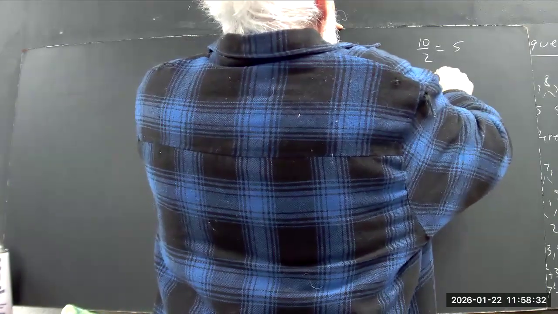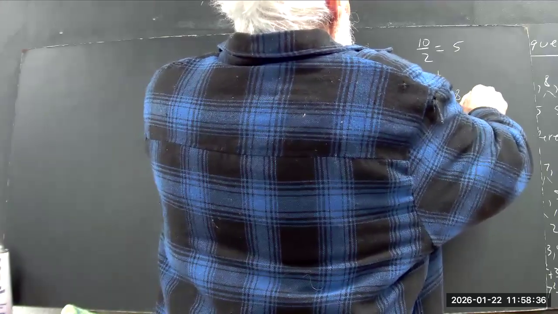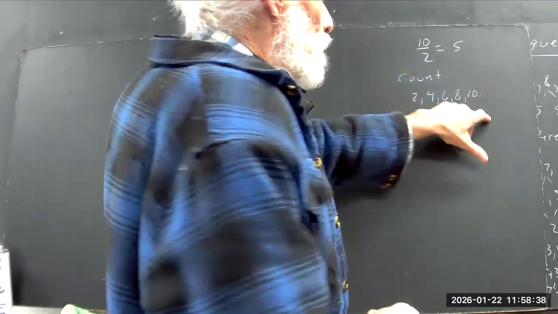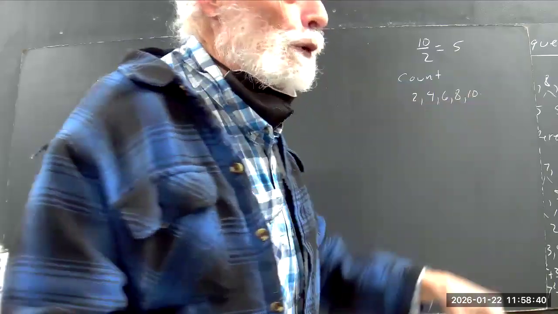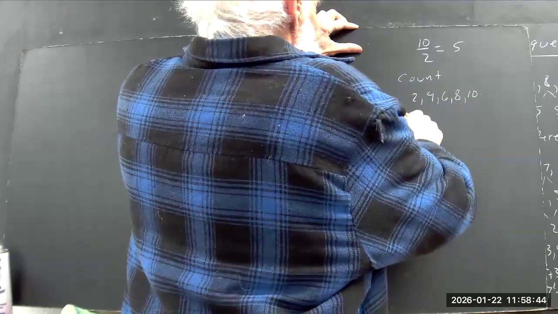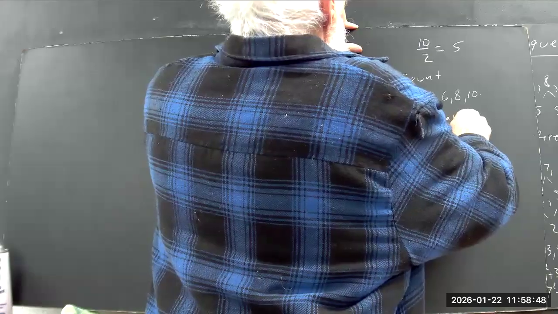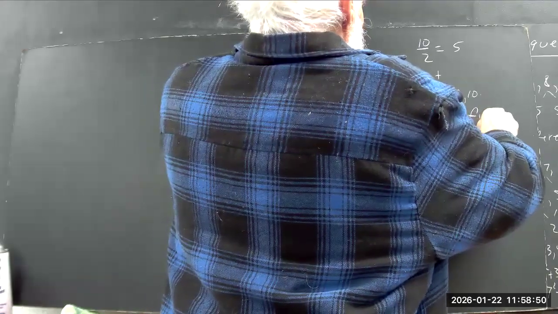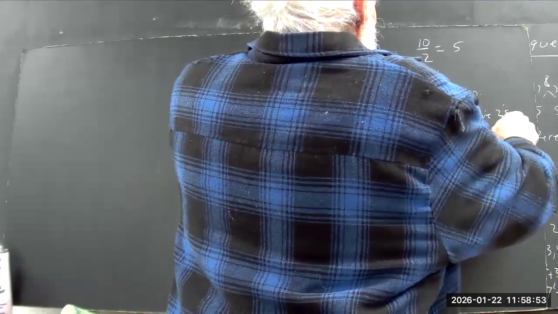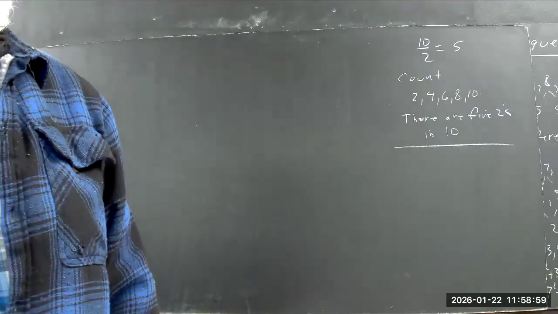So that's a sequence, incidentally, with a common difference of 2, right? And there are 5 of them. So there are 5 2s in 10. Okay?